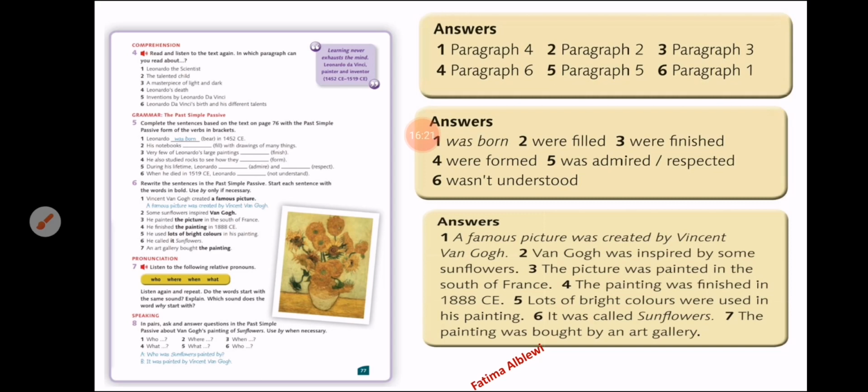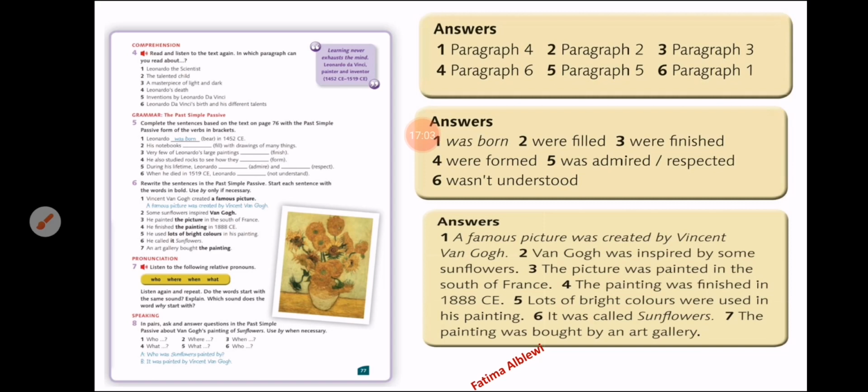Now, Leonardo was born in 1452 Common Era. Number 2, his notebooks. Notebooks is plural, so what do we give? Fill, the verb 3 of it is filled. His notebooks were filled with drawings of many things. Number 3, very few of Leonardo's large paintings were finished. Now here we have paintings. He also studied rocks to see how they were formed.